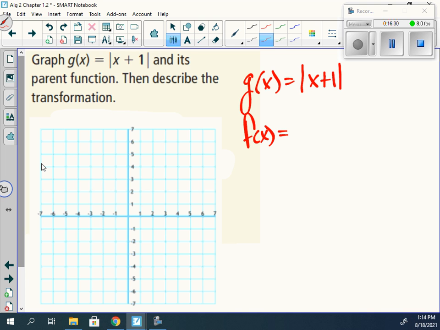Now the first thing we want to figure out is the parent function. Well, at least get the parent function, because I rewrite it so it's a little bit easier to see. So what would the parent function for this be? Because our parents that we're dealing with are constant, linear, quadratic, or absolute. So the parent looks like this, your absolute value of x. So this is an absolute value function because of the absolute value bars.